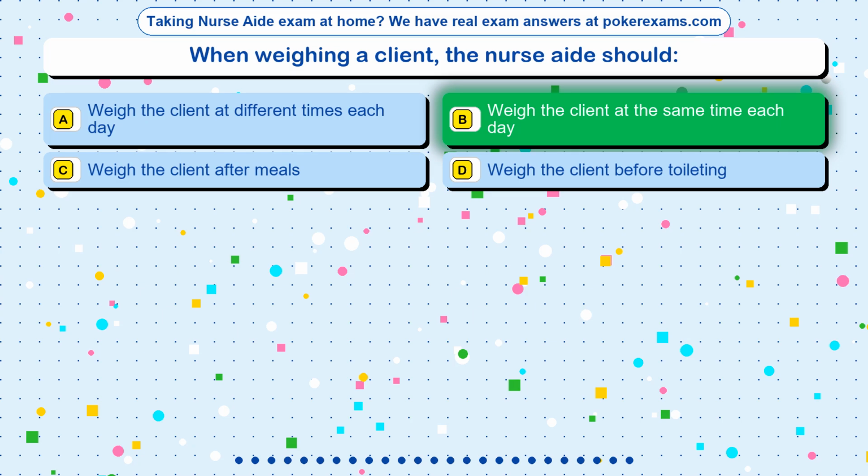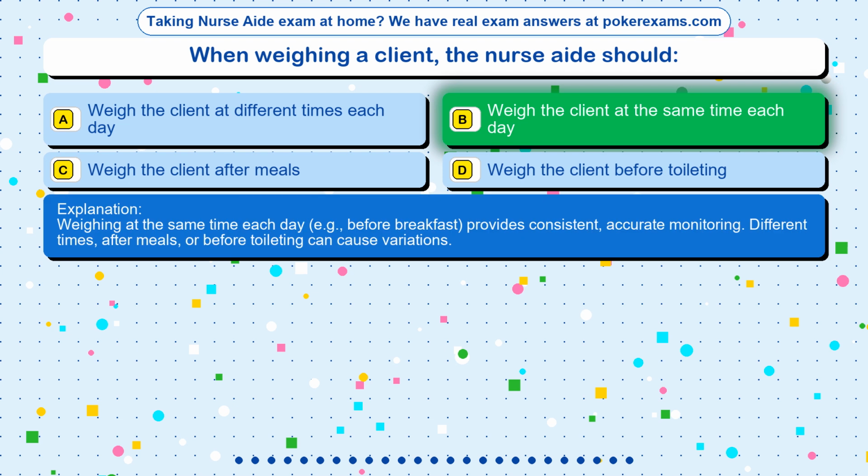The correct answer is option B, weigh the client at the same time each day. Weighing at the same time each day, for example, before breakfast, provides consistent, accurate monitoring. Different times, after meals, or before toileting can cause variations.